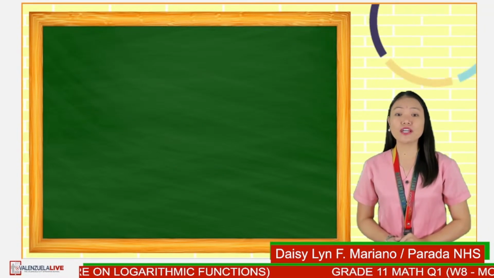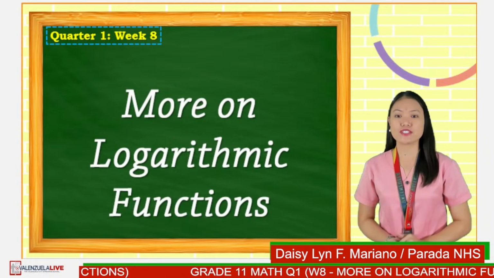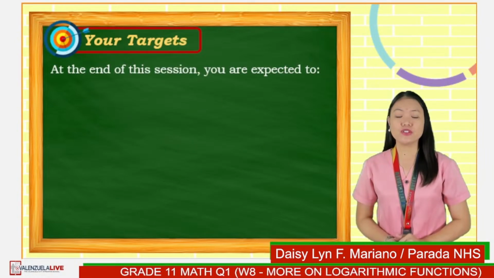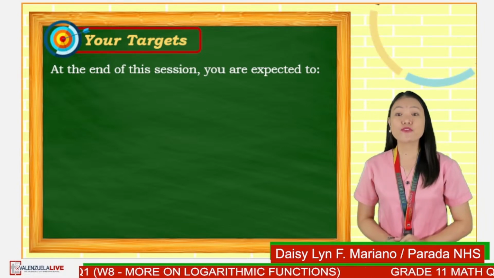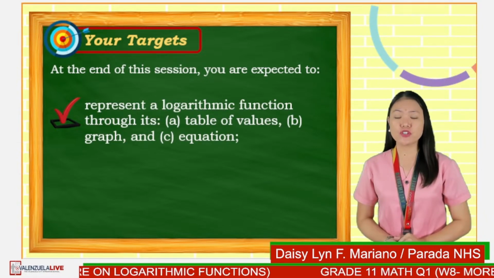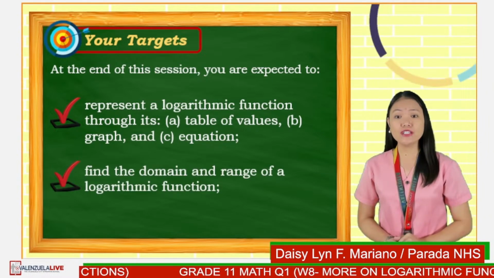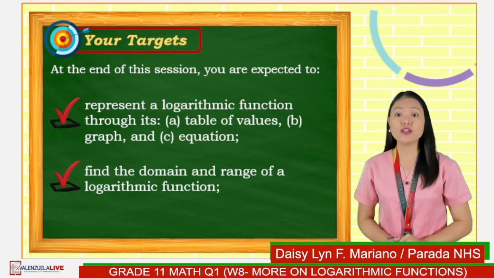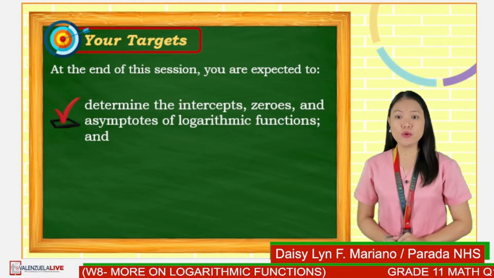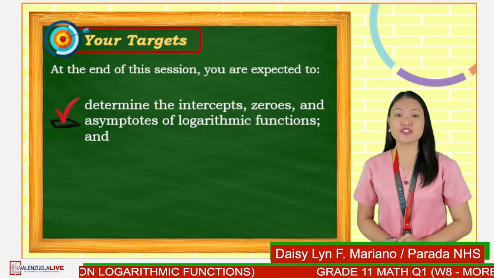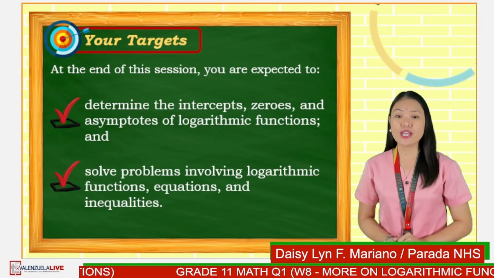We are now on quarter 1, week 8, which is about more on logarithmic functions. At the end of this session, you are expected to meet the following most essential learning competencies. First, represent a logarithmic function through its table of values, graph, and equation. Second, find the domain and range of a logarithmic function. Third, determine the intercepts, zero, and asymptotes of logarithmic functions. And fourth, solve problems involving logarithmic functions, equations, and inequalities.